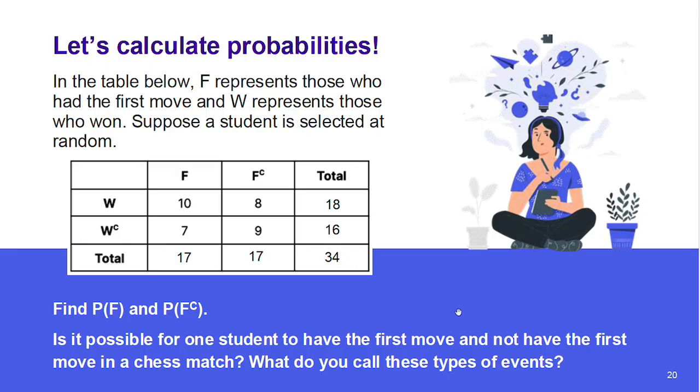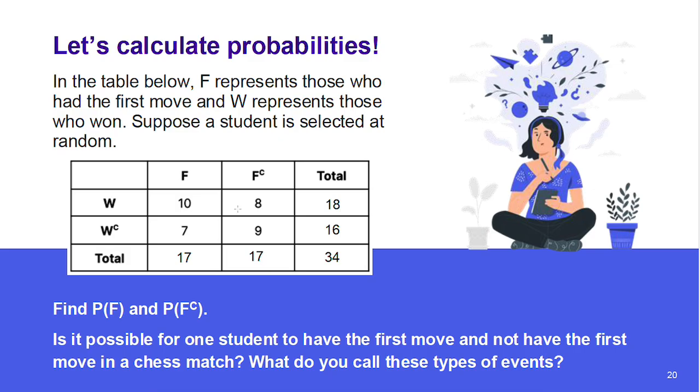So let's look at what we have here. And you can see I've kind of filled some of these spots in. In the table below, F represents those who had the first move. So first move, this is F complement. So if F is the first move, this would be not the first move. And then W represents who won, and then W complement would be who did not win. So again, we're looking at complements here. They either won or didn't win. They either moved first or didn't move first.